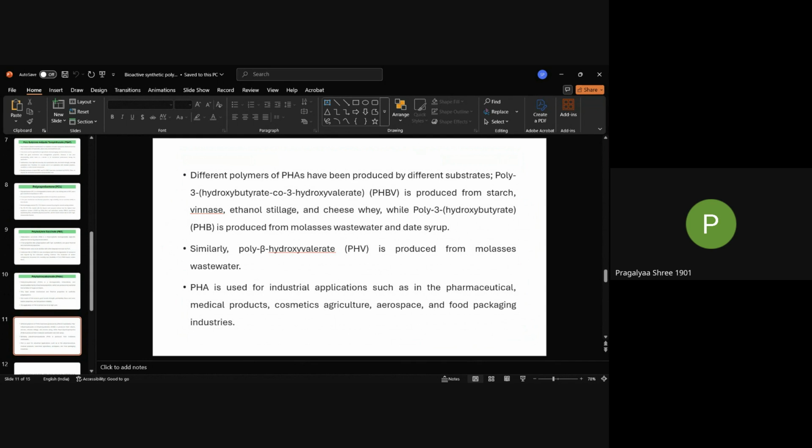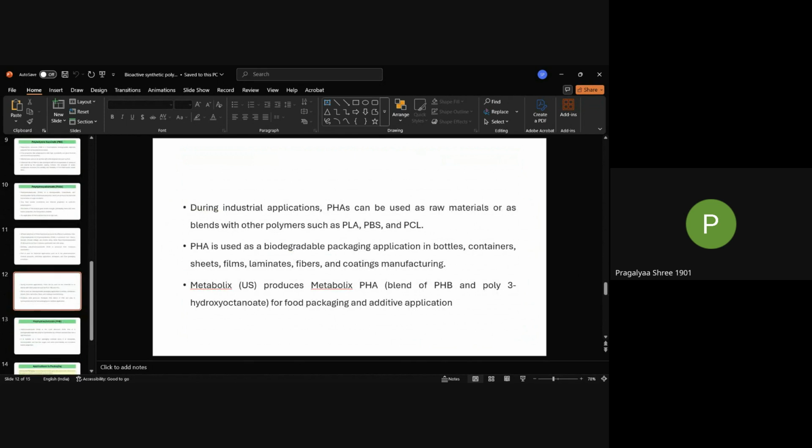So PHA is used for industrial applications such as pharmaceutical, medical products, cosmetics, agriculture, aerospace, and the food packaging industry. During industrial applications, the polyhydroxyalkanates can be used as a raw material or as a blend with other polymer materials. You can use them as a single polymer material, or you can blend them with other polymer materials such as polylactic acid, PBS and PCL. PHA is used in biodegradable packaging applications in bottles, containers, sheets, films, laminates, fibers, and coating manufacturing.